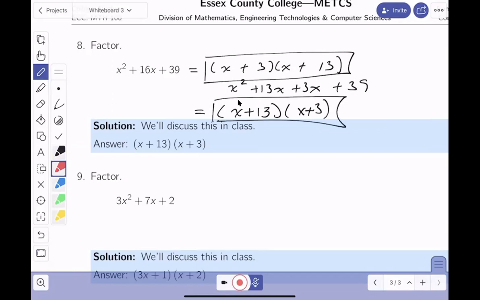Let's look at our key, see if we got it. X plus 3, x plus 13, x plus 3, x plus 13. It worked out beautifully. All right, let's do number 9.